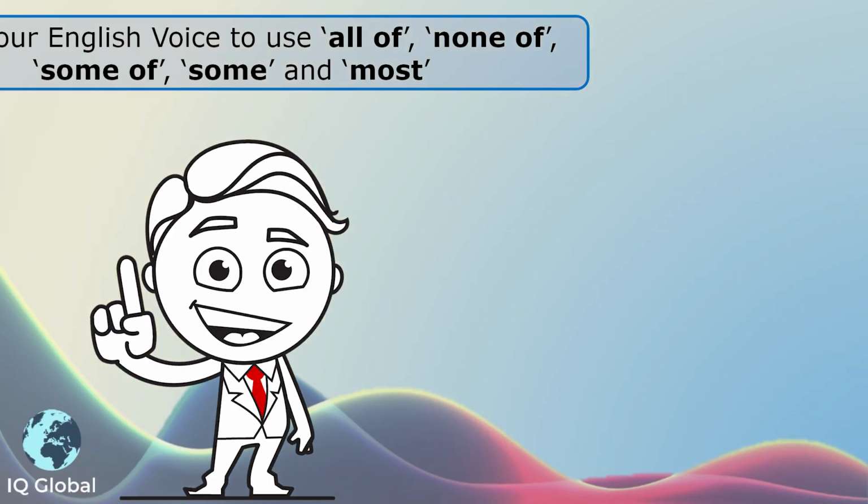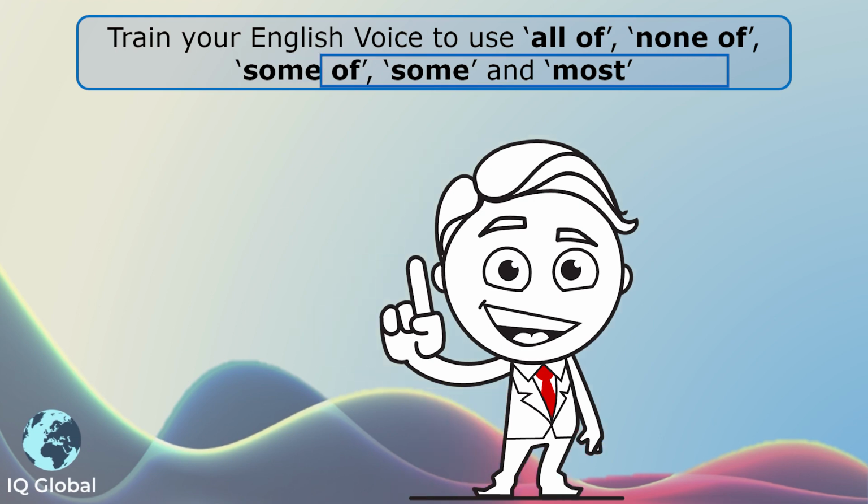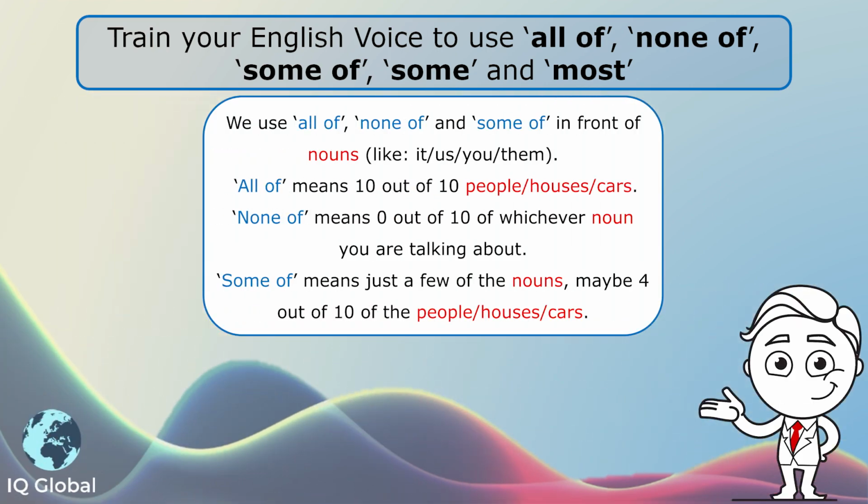Today, we are going to train your English voice to use all of, none of, some of, some, and most. We use all of, none of, and some of in front of nouns, like it, us, you, or them.